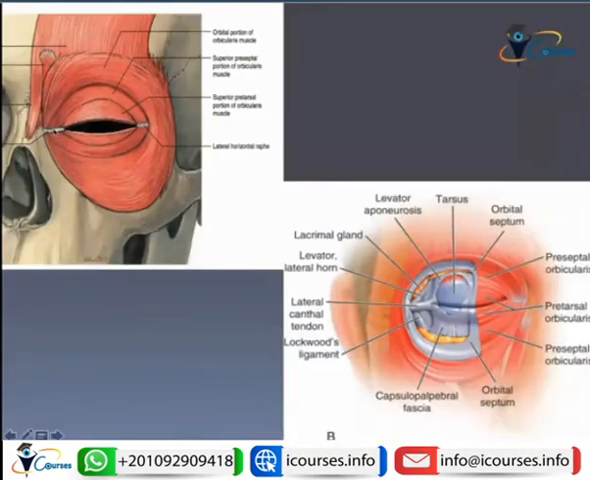So to remember, just bear in mind that the most anterior structure medially is the medial palpebral ligament, while the most anterior structure laterally will be the lateral horizontal raphe or lateral palpebral raphe, and deep to this lateral palpebral raphe will be the lateral canthal tendon.